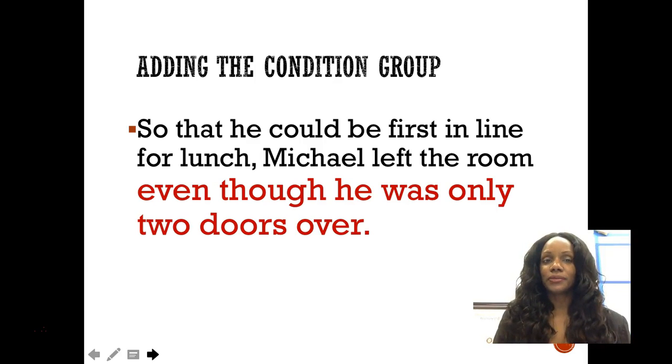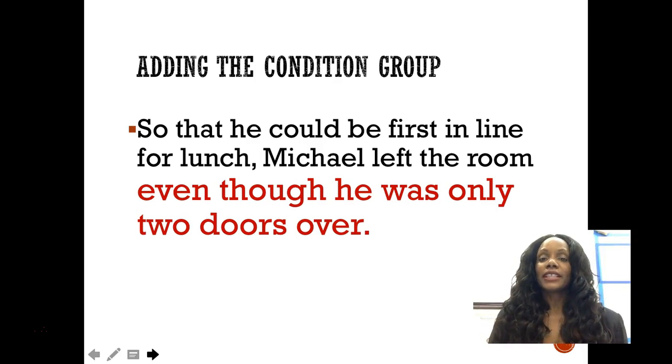Adding the condition group. Now here it is, I'm going to leave everything the same. The condition group is in red here. So that he could be first in line for lunch. That's my reason why. Michael left the room. That's the bar. Okay, that's my subject and my verb. Now we have even though. Remember that word was from the condition group. He was only 2 doors away. This tells us the circumstances or under what conditions Michael left the room. See ways in which we can make that sentence longer.